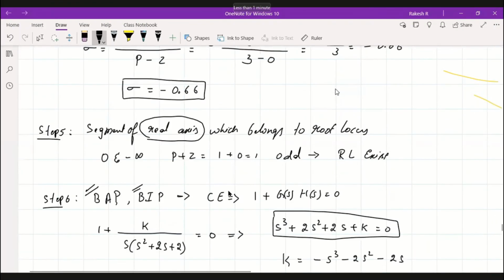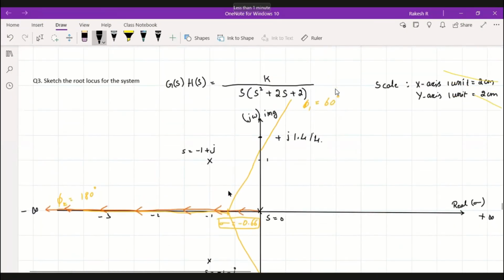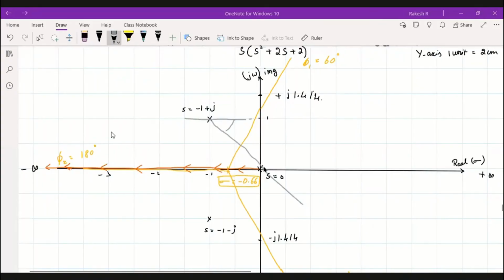See, we got this as minus 45 degree here. To draw that minus 45 degree, this will be our reference line. Minus 45 means it should be counterclockwise like this. This will be your angle of departure, phi p equals minus 45 degree.